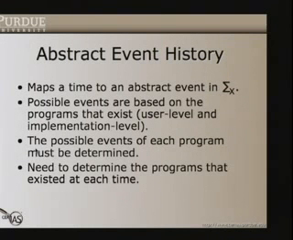Similarly, we have the abstract event history, which maps a time to the abstract event that was occurring at that time frame. Again we have similar problems, where abstract events only occur because of what programs exist. So we have to analyze the programs to find out what events could occur, which again involves some form of static or dynamic analysis. Again, it's a relatively hard problem, and in general many assumptions are made in practice about what events could have occurred or did occur.